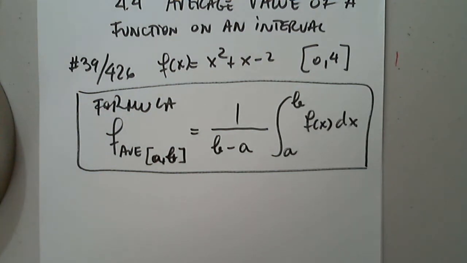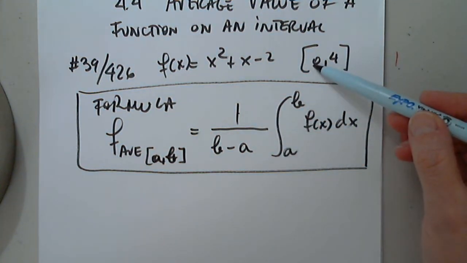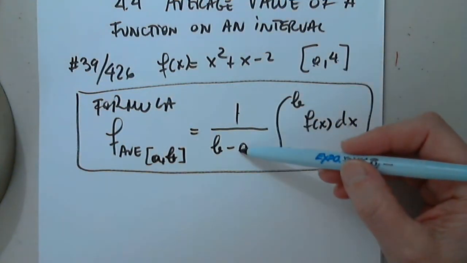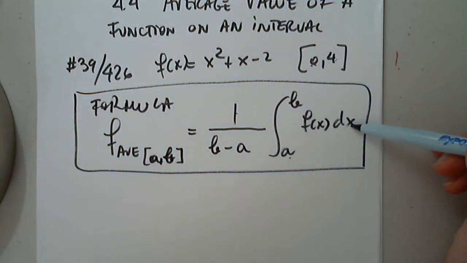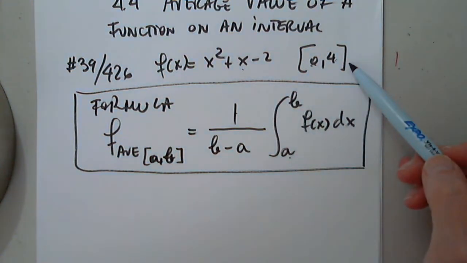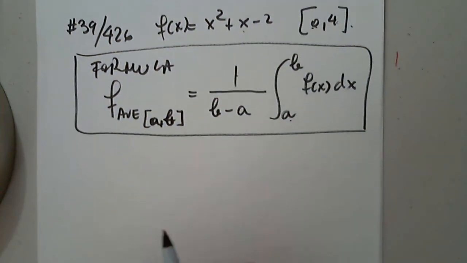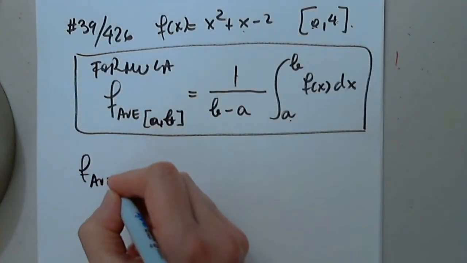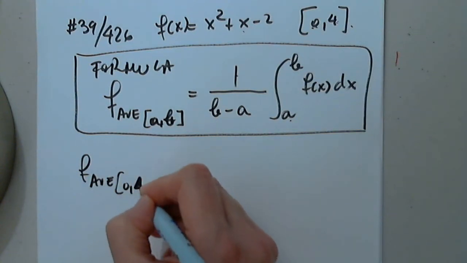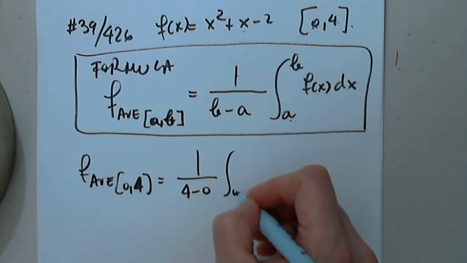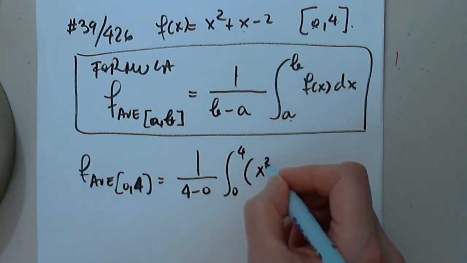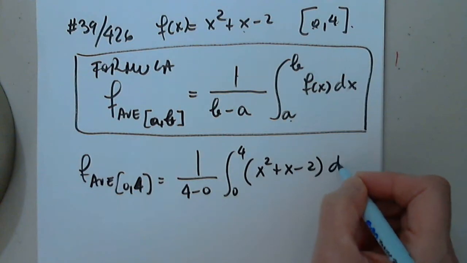So the average value of a function on a closed interval has in front 1 over b minus a, 4 minus 0 in here, the integral from 0 to 4 of f of x dx. We have the function, we have the interval. So for this particular situation, f average on 0, 4 is 1 divided by 4 minus 0, the integral from 0 to 4 of x squared plus x minus 2 dx.